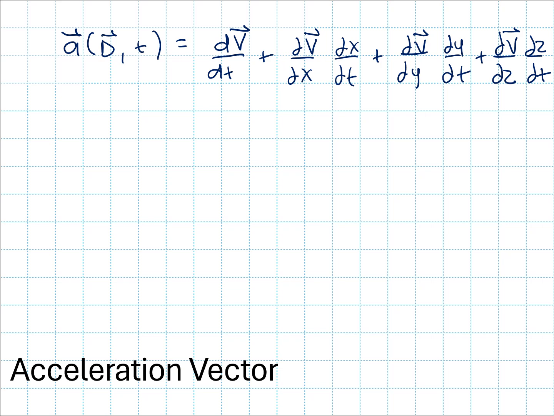Now, these terms right here, the dx/dt, dy/dt, and dz/dt, these look awfully familiar, don't they? These are, as defined, my velocity components u, v, and w. So I can simplify this somewhat by substituting in u, v, and w for dx/dt, dy/dt, dz/dt. And so my acceleration vector can be written like this.